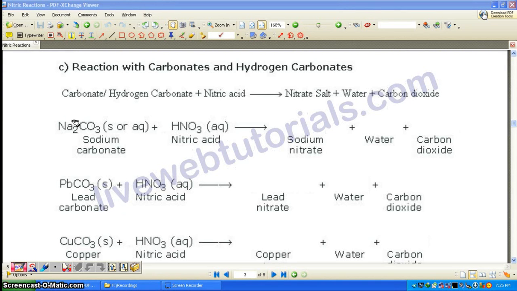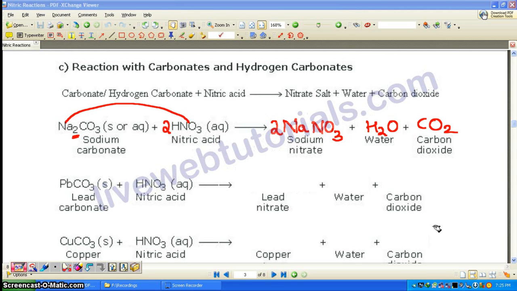So obviously the respective salt that is produced over here: Na will go with NO3, so that's going to become sodium nitrate, NaNO3, plus water plus carbon dioxide, that's CO2. Here you can see Na is 2, so I can multiply these with 2 and the equation is balanced.